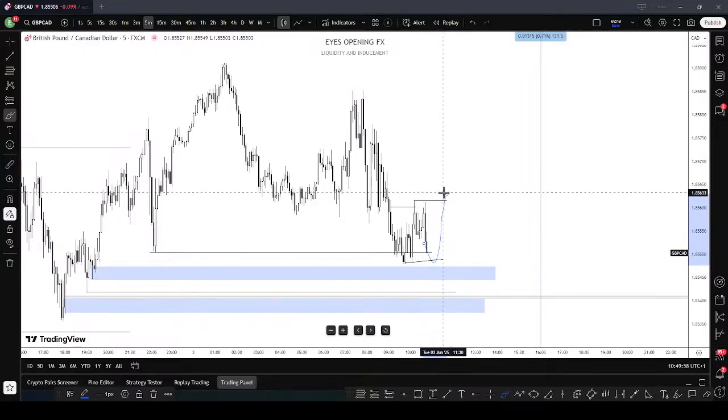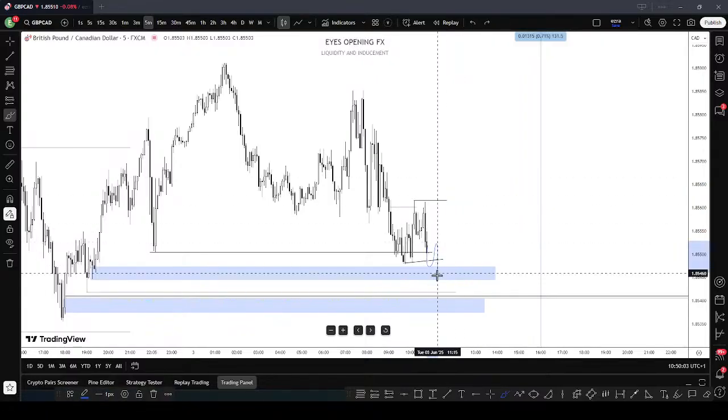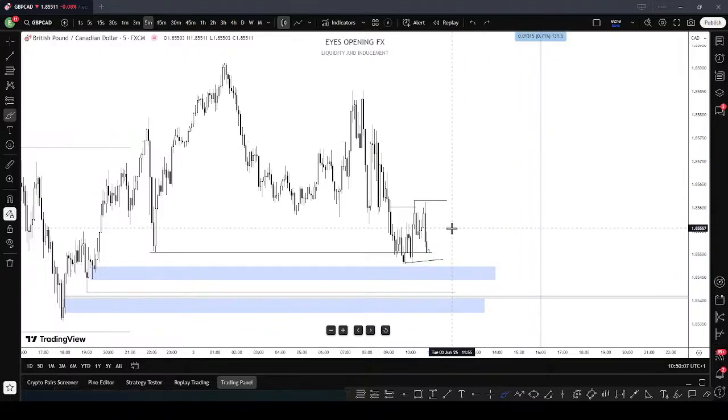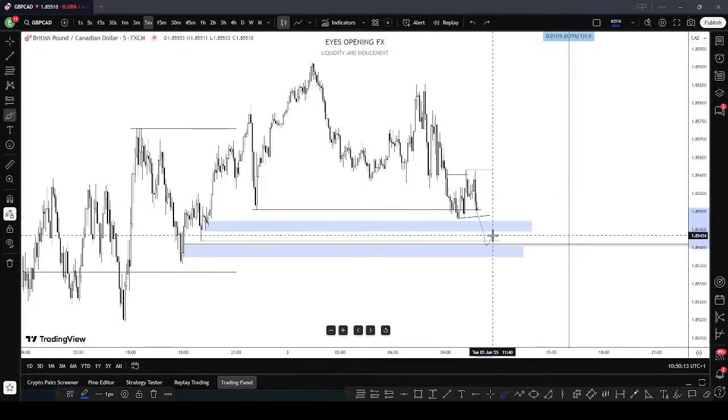Then that means a break of structure to the upside before you start looking for buy, or you wait for market to absorb this low, break structure, then you buy. That's what you do. Or the same thing here: a break of structure, a buy program.